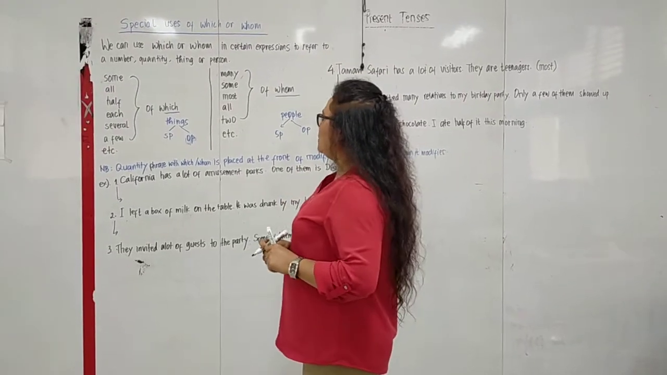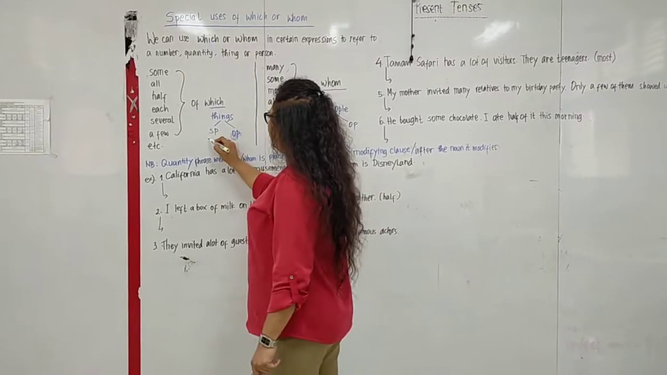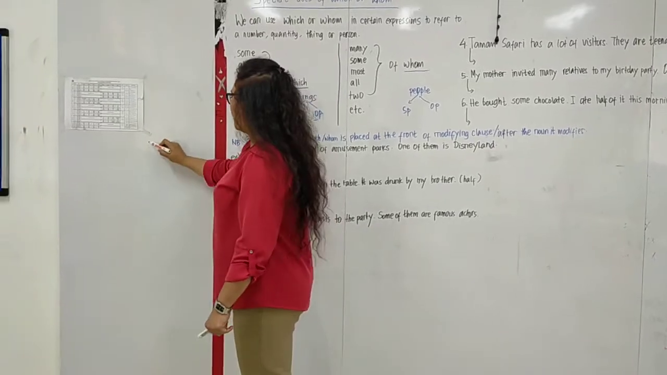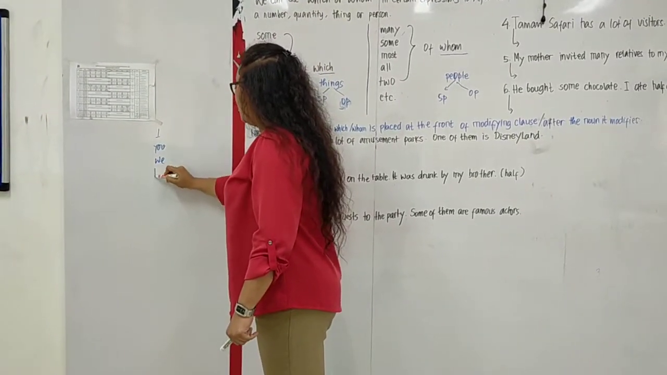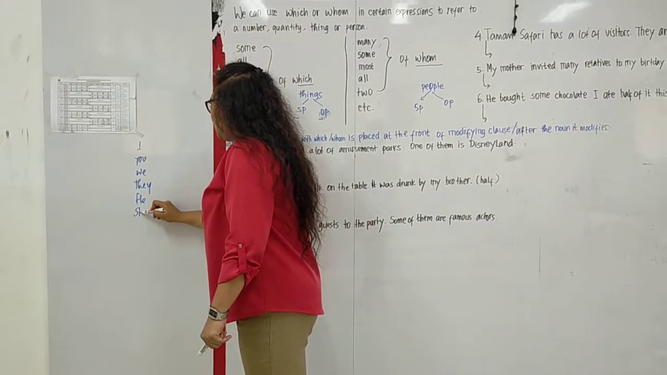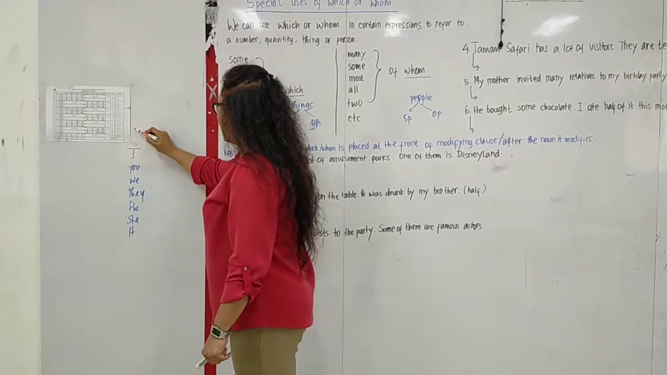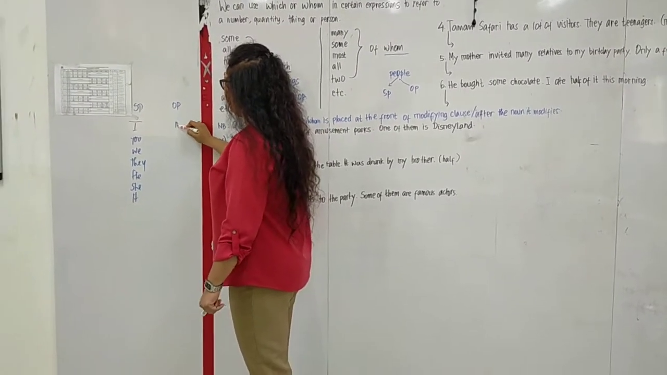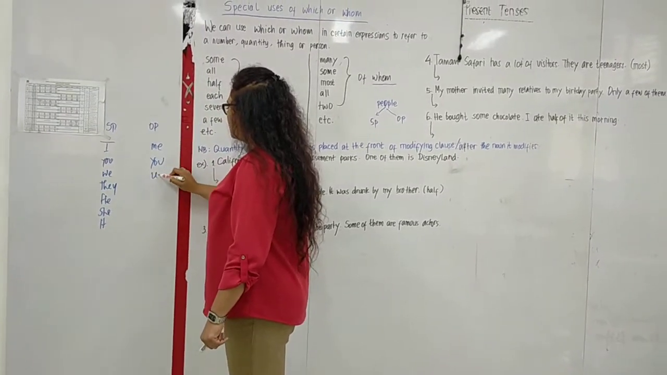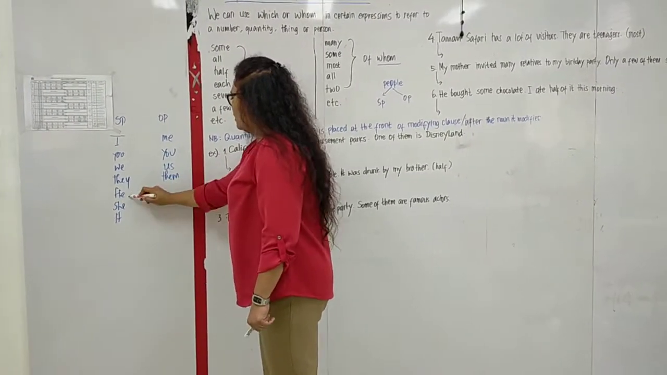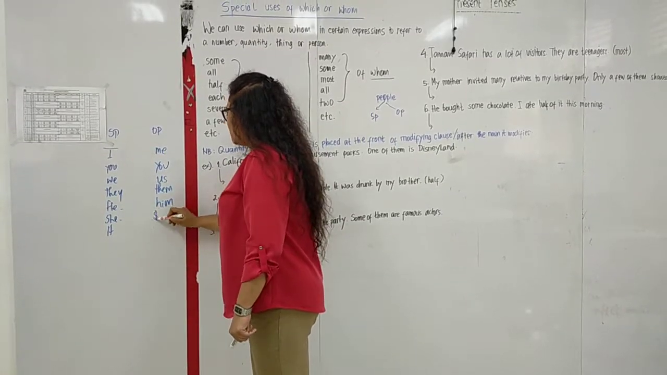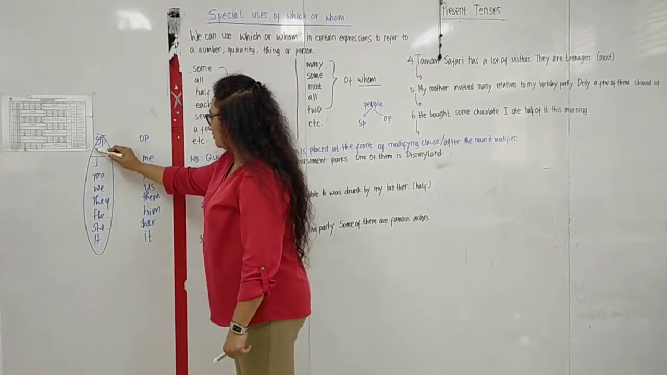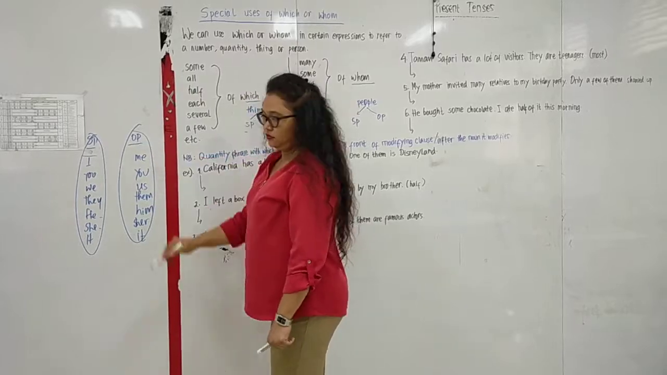Before we discuss the special uses of which or whom, we discuss first subject pronouns and object pronouns. There are 7 subject pronouns in English. They are I, you, we, they, he, she, and it. These are called subject pronouns. Now the object pronouns: for I is me, you is you, we is us, they is them, he is him, she is her, and the last one, it, is still it. These are called subject pronouns, and these are object pronouns.